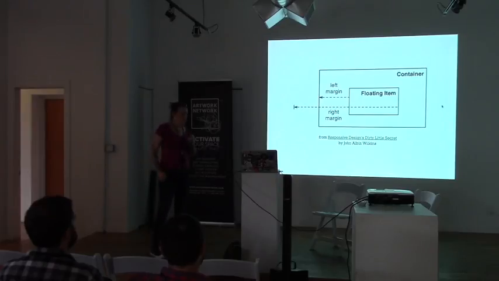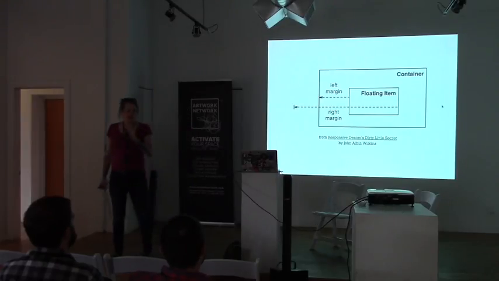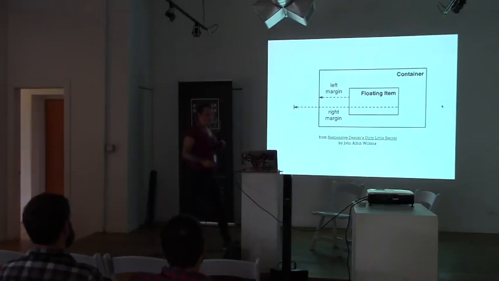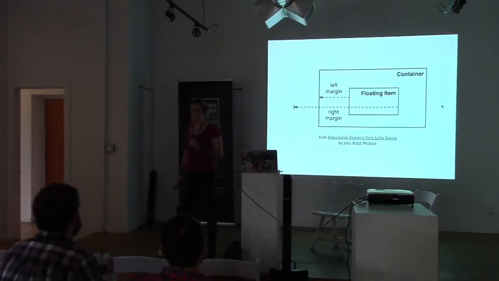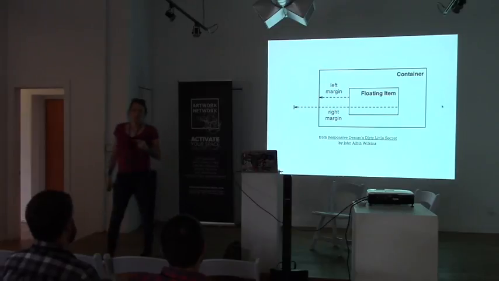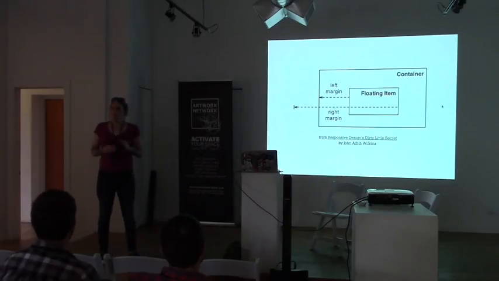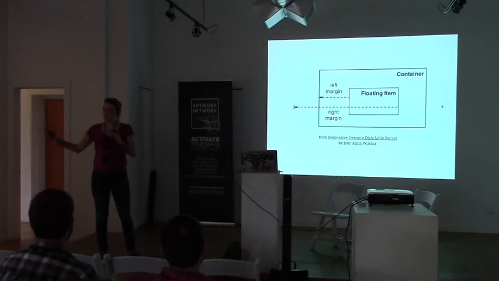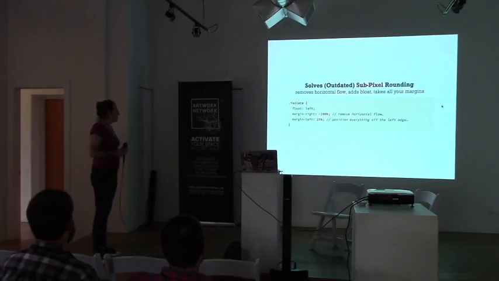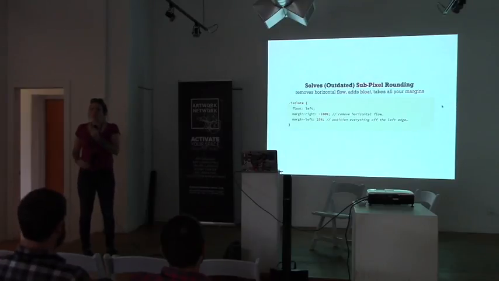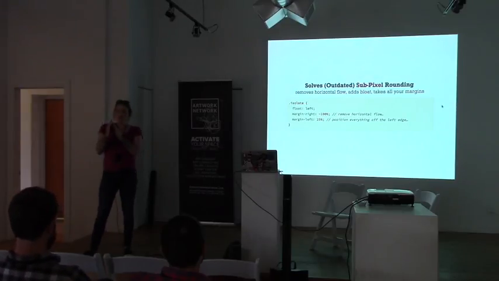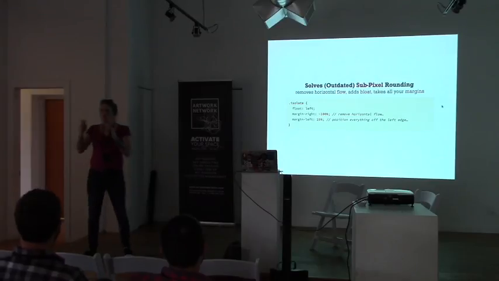John Albin Wilkins came up with this trick for floating, which I think is overkill, and you don't need it very often, but it does an interesting thing. So what he did was put a large negative right margin on every element so that they were all removed from the horizontal flow. It looks like this. Everything has a negative 100% right margin. Basically, all the elements pull back to the left edge, and then you have to push them out to where you want them.